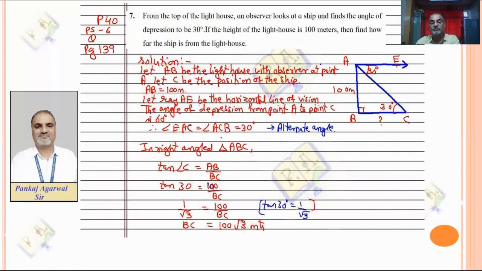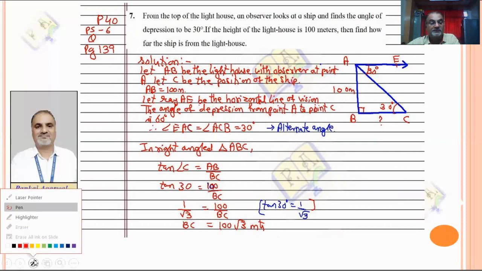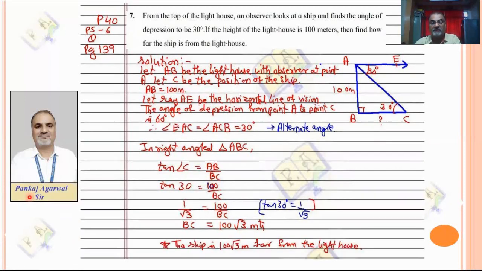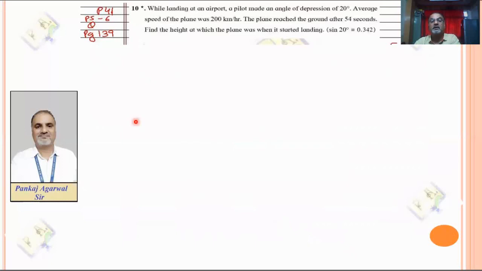This time value of √3 is not given to us. So, we will not be substituting the value of √3. Therefore, the ship is 100 √3 meter far from the lighthouse. Now, a beautiful question. P41.